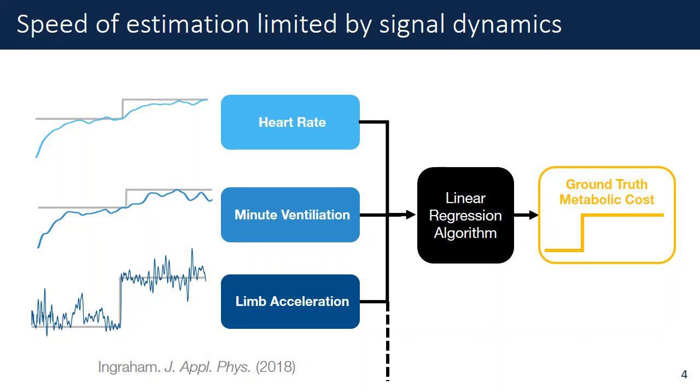However, with this approach, we noticed that the speed of obtaining an accurate estimate of ground truth metabolic cost was limited by the dynamics of the input signals. For example, heart rate and minute ventilation both have been modeled as first-order systems with longer time constants of 58 and 53 seconds.